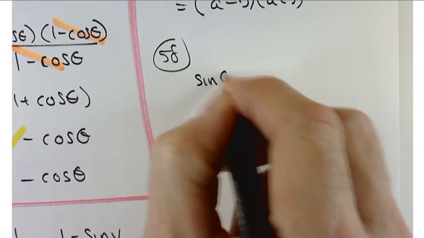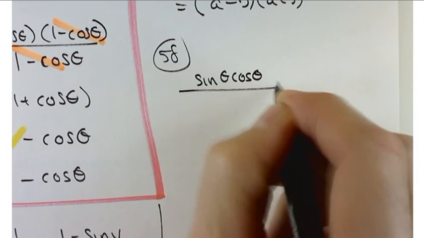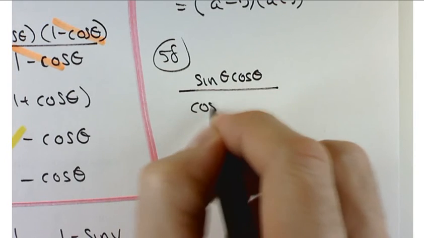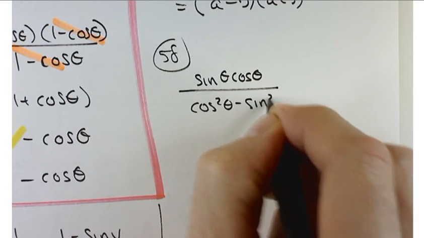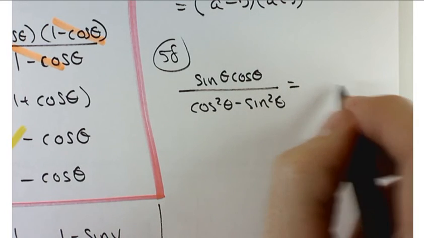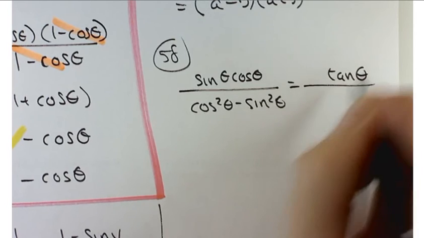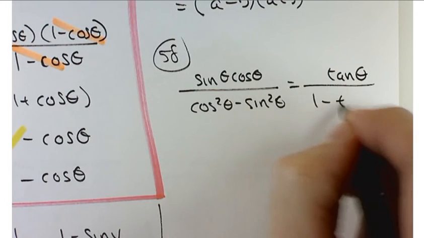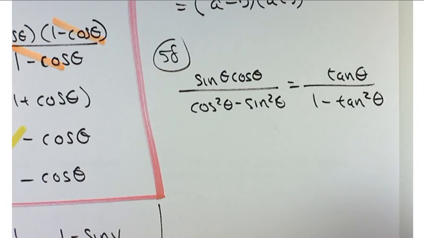Sine of theta, cosine of theta over cosine squared of theta minus sine squared of theta equals tangent of theta over 1 minus tangent squared of theta. All right. Let me encourage you to work with a particular side. Out of curiosity, what side do you think you want to work with, right or the left? Right. The right. I'd go with the right.